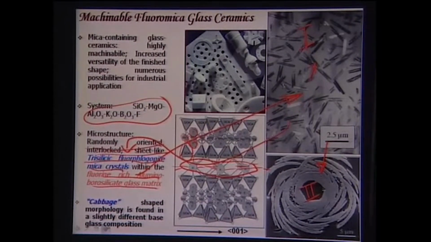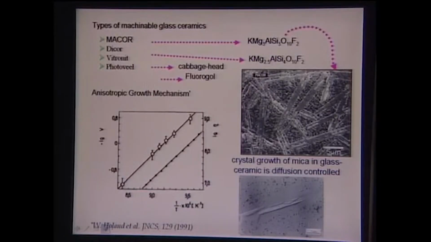So, the message is that one can adopt different heat treatment schedules, and thereby obtain different shapes and different volume fractions of the crystals in the otherwise amorphous glass matrix. Now, these are the different types of commercially available glass ceramics of similar base glass composition. The commercial trade name is Macor, where the crystal composition of the glass ceramic is KMg3AlSi3O10F2.